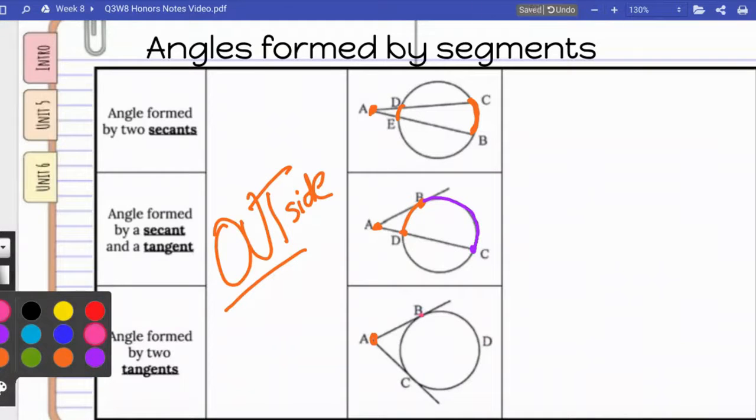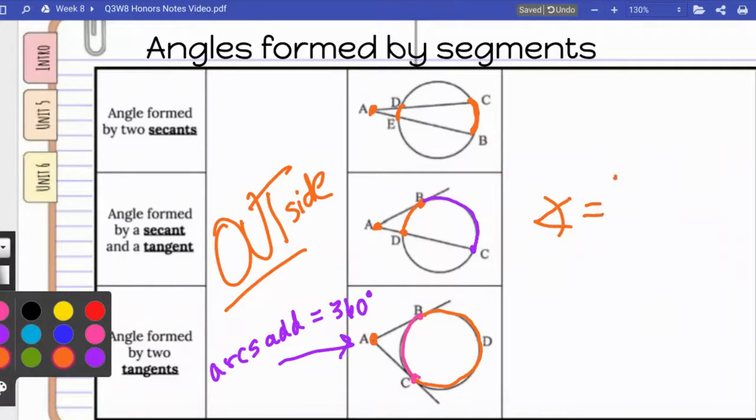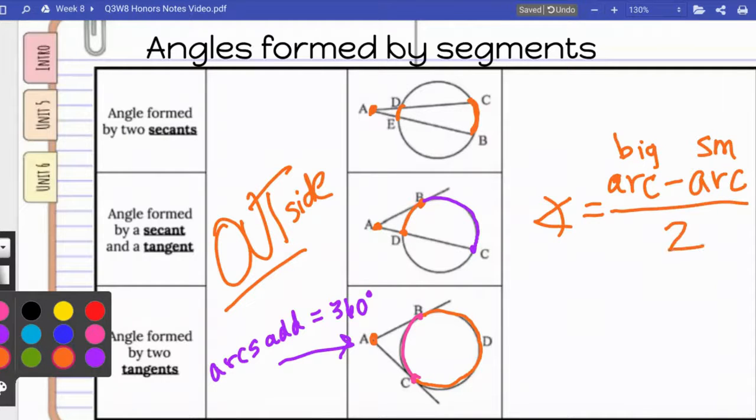And then in this picture, my intercepted arcs are from B to C, but then all the way around this major arc, BDC. What's special about this picture is that the arcs, when added together, equal 360 degrees. So the rule here is the angle is equal to, we take the arcs, we're going to subtract them. Now if we're going to subtract them, we have to do big arc minus the small arc. We're going to take that answer and divide by 2.